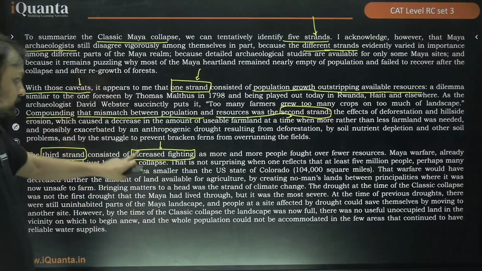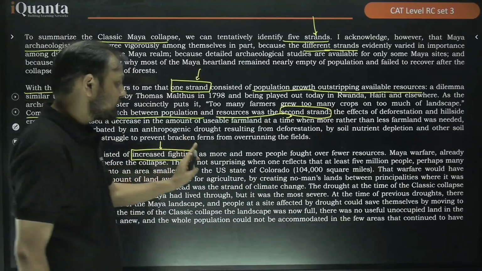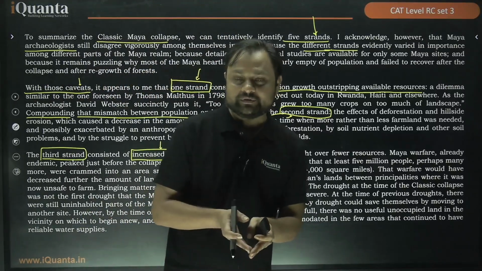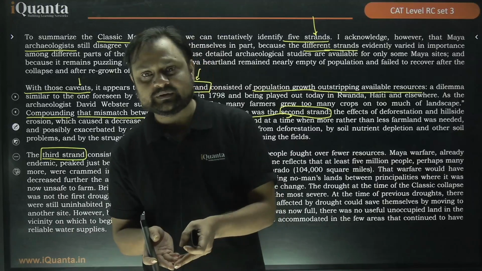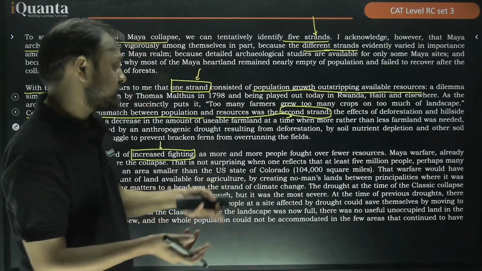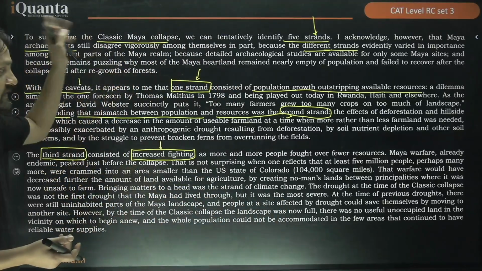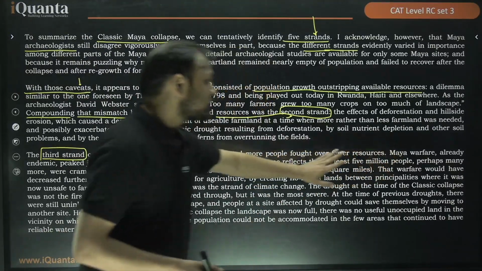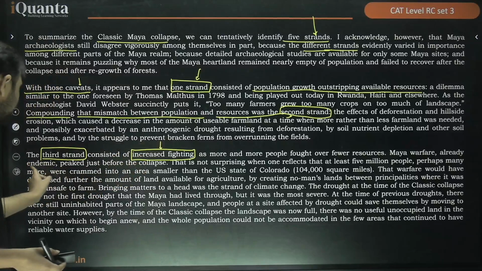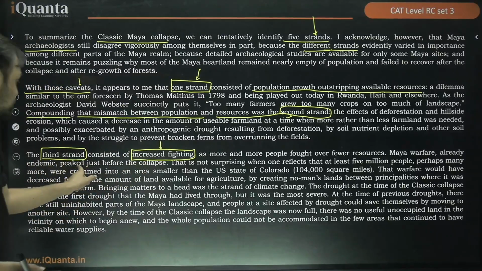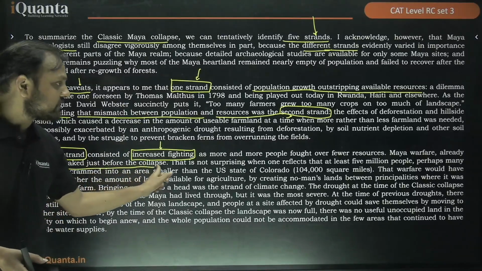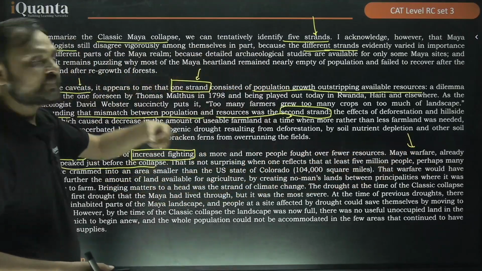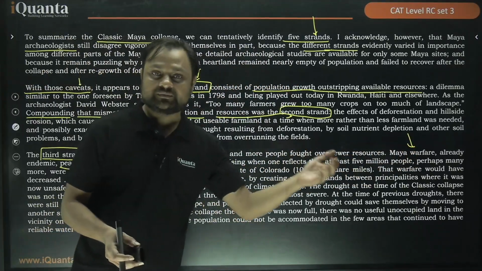So why were they fighting? Because with increasing population there were fewer available resources, and when there are fewer resources and more people, they will fight. So they started fighting naturally, and then they disappeared from the face of the earth. Maya warfare, already endemic, peaked just before the collapse. So this warfare, sorry, not welfare, was at its peak near the collapse of this civilization.